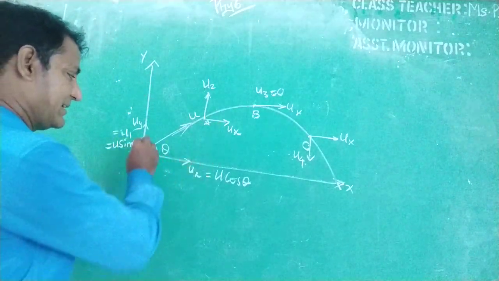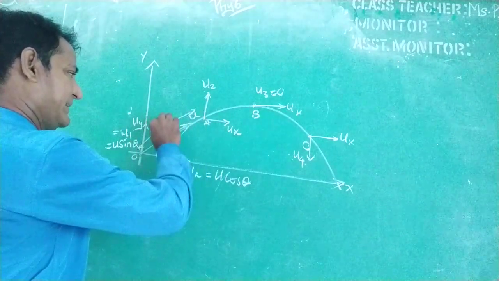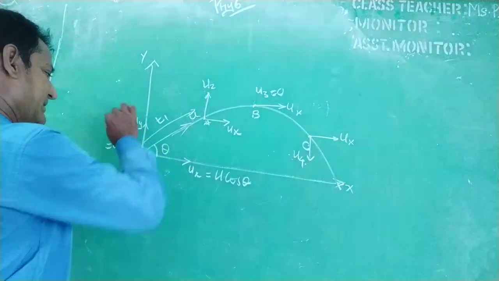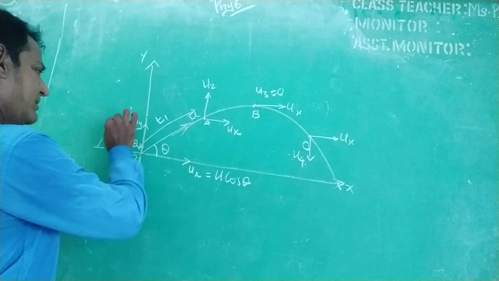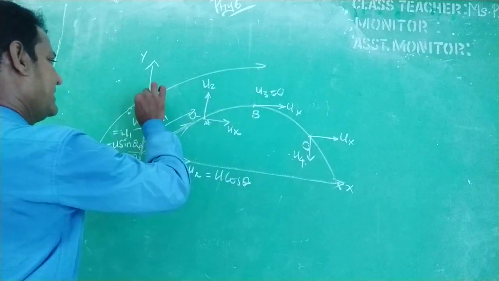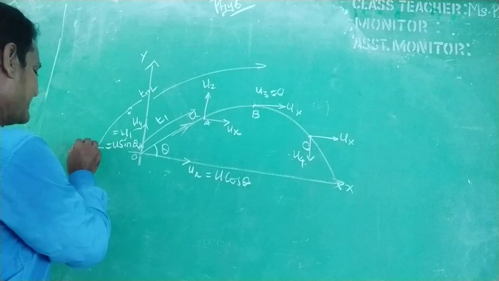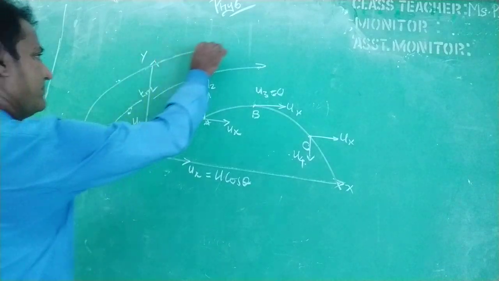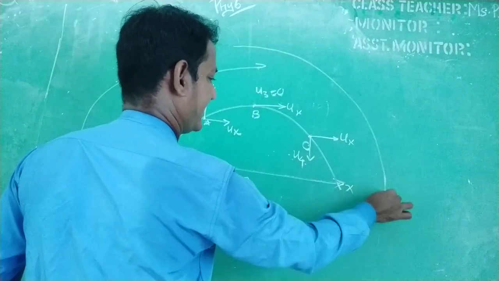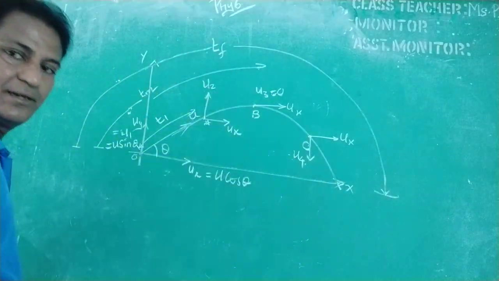Consider when the projectile starts from point O to point A, it takes time t1. When the projectile goes from the same ground level to the maximum height, the time taken is t suffix m. From the same ground level to the point where it hits the ground, the time taken by the projectile is t suffix f.